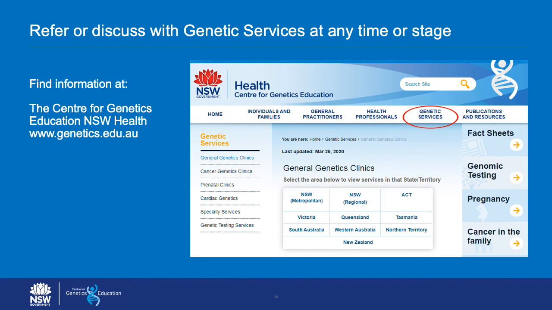Search the Centre for Genetics Education New South Wales Health website, www.genetics.edu.au, for details of genetics clinics in your area, and have a look at the available resources like the genomics information, genomic consent videos, and life insurance fact sheets.